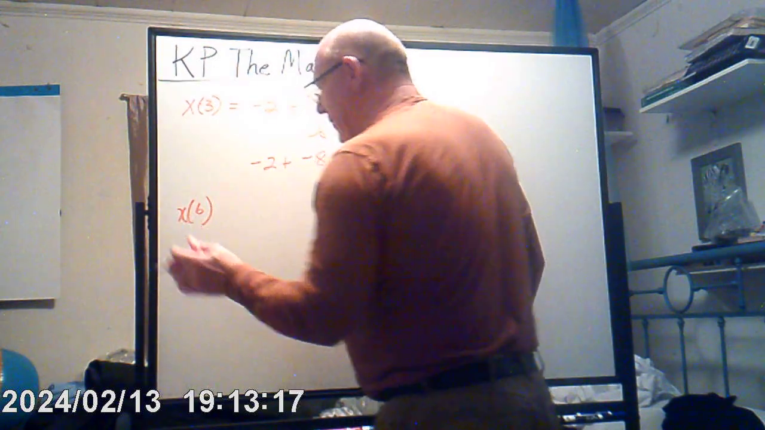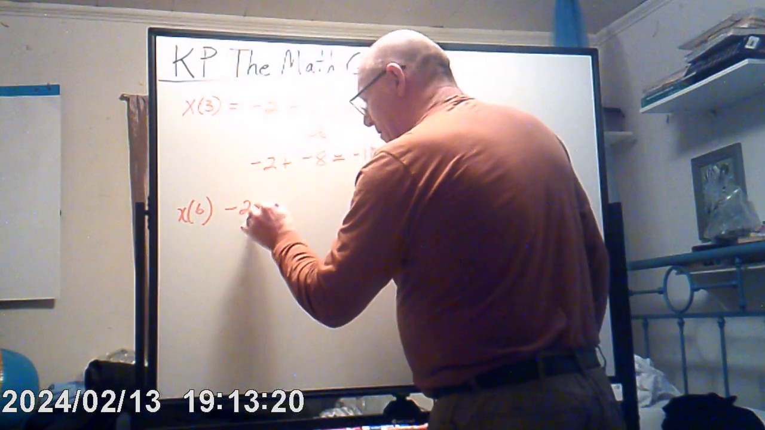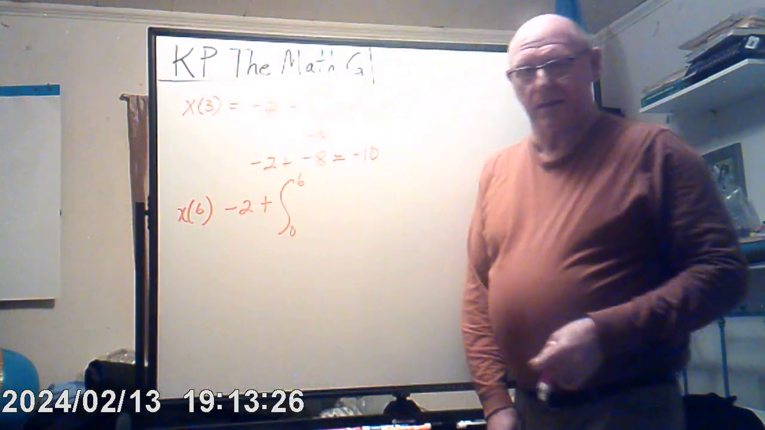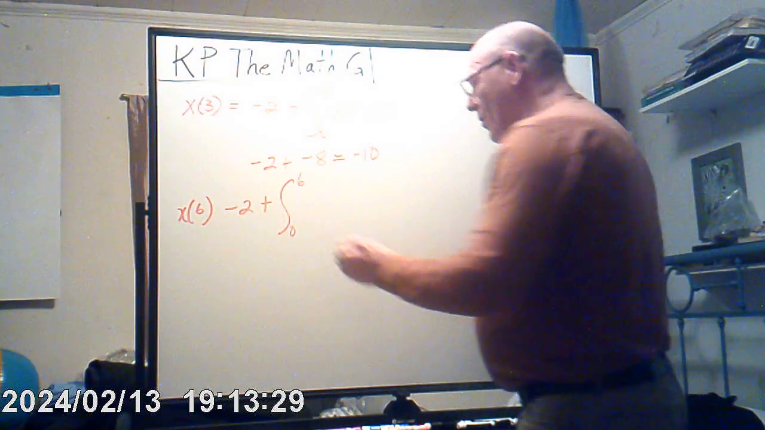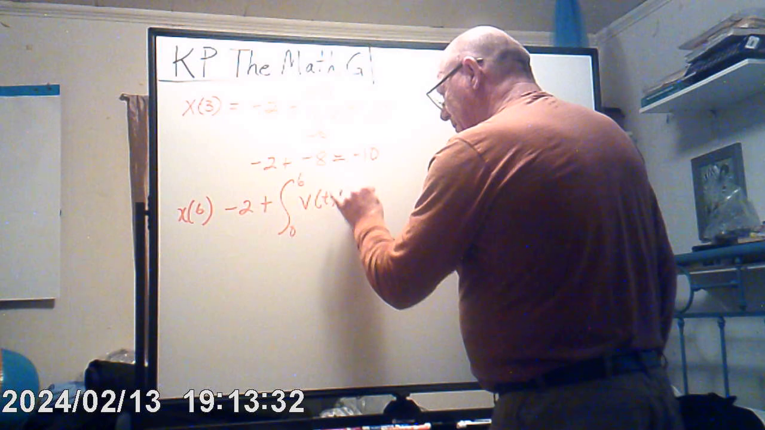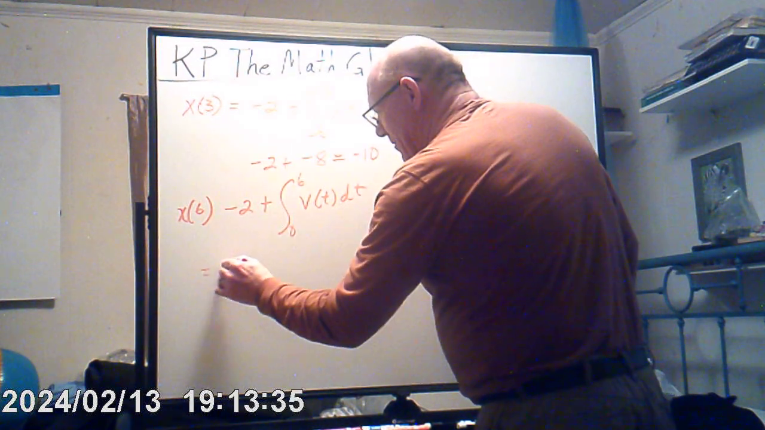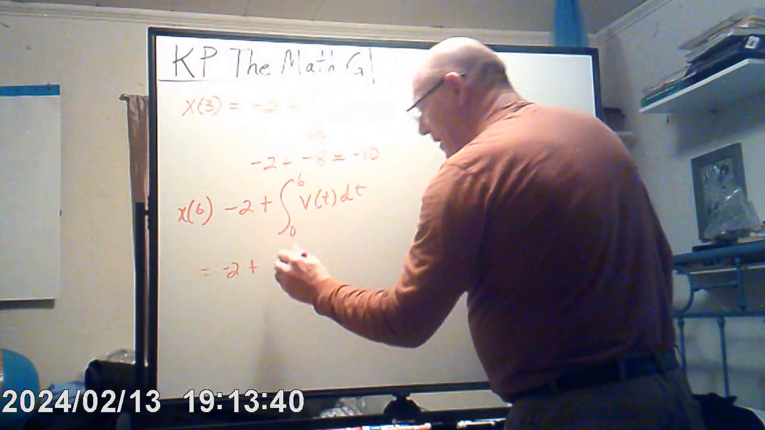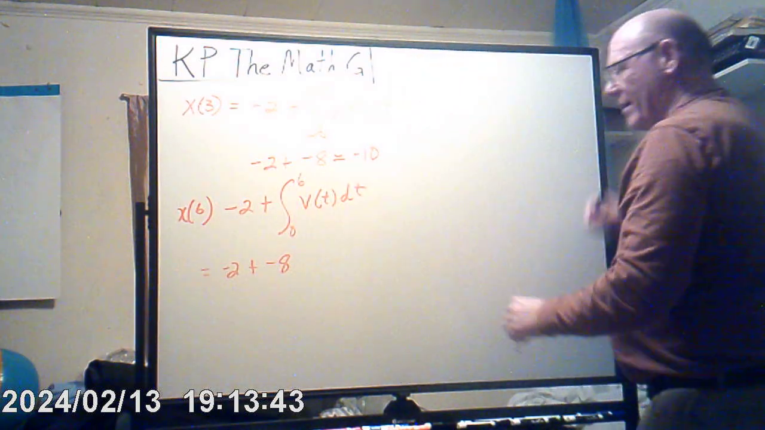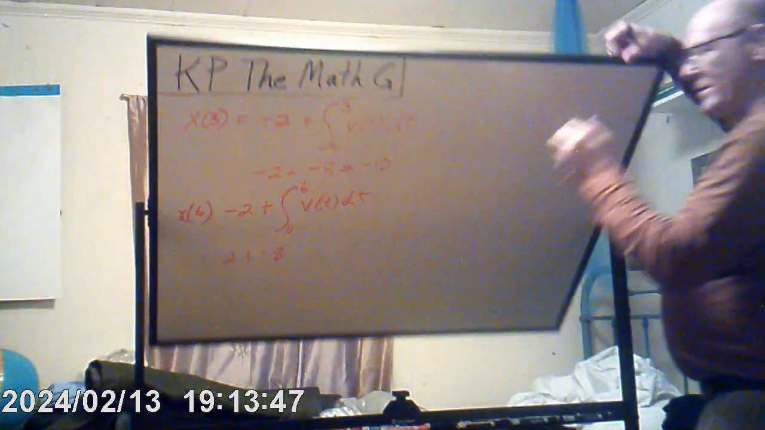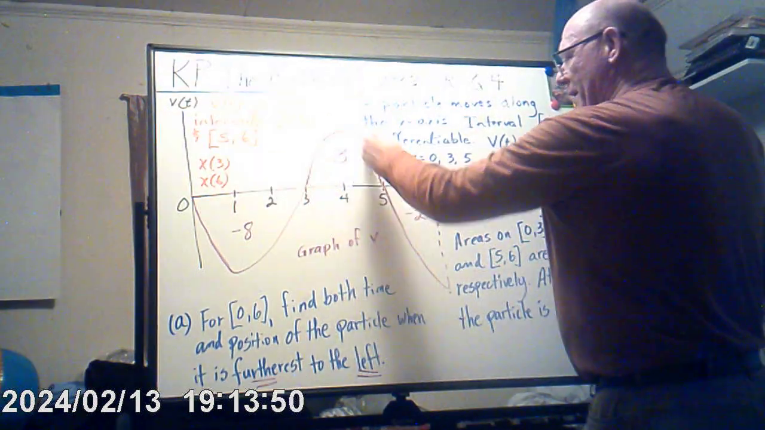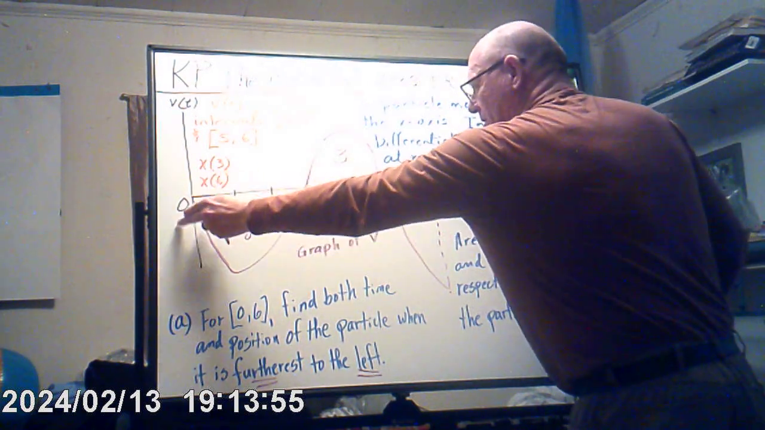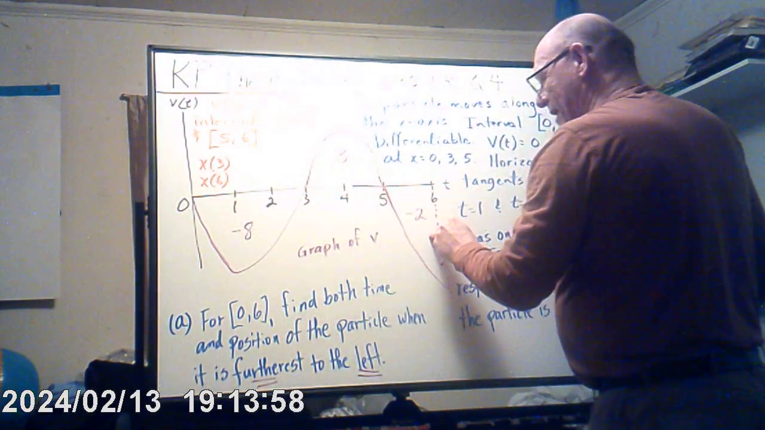Now x at 6. We're still going to start at negative 2, but we're looking at the interval all the way from 0 to 6. So we know this is the integral of v at t dt. We know this is negative 2, plus, we know that from 0 to 3, that was negative 8. Now from 3 to 5, that's 3. And from 5 to 6, that's negative 2. So we have to add all of that up.